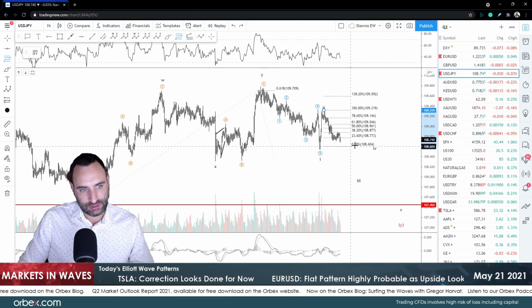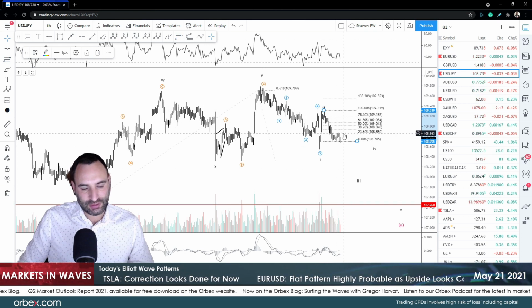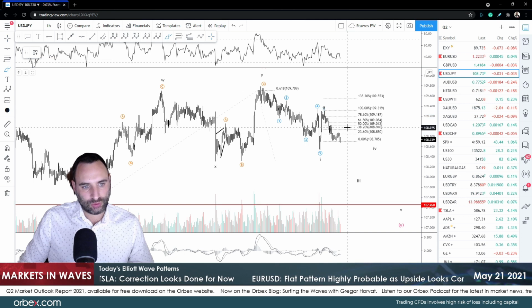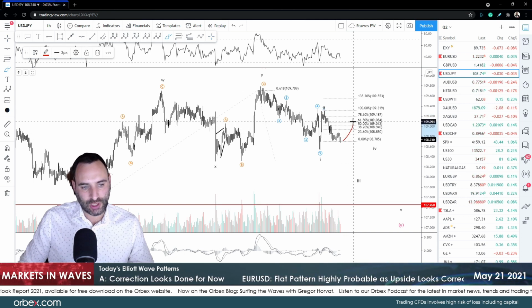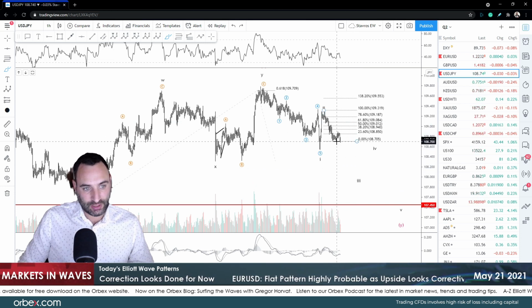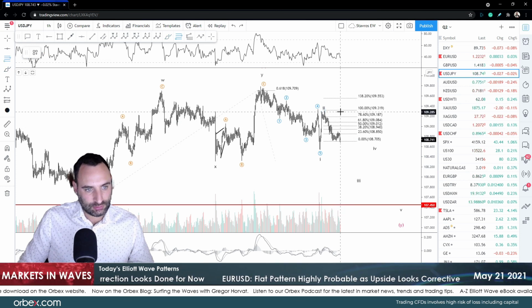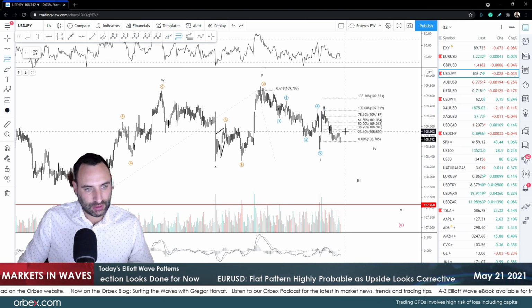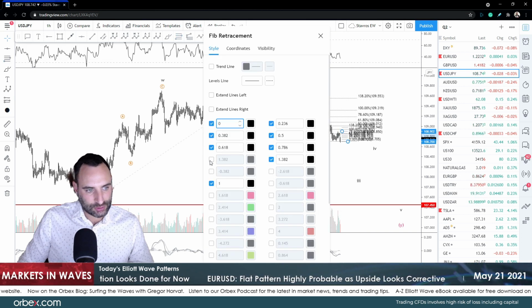we started from here, and we've done our one over here at 108.705. We've only corrected 23%, okay? So don't be surprised if you see that's moving up to 50, 61, or whatever, and then continuing lower. But obviously, if we break further lower, and that would be a case where, sorry, just to do the 138, the minus 38.